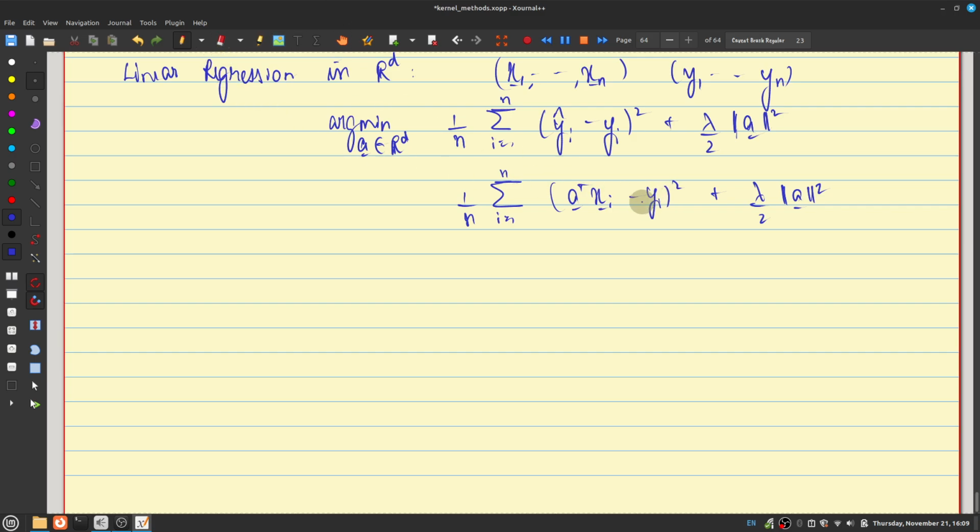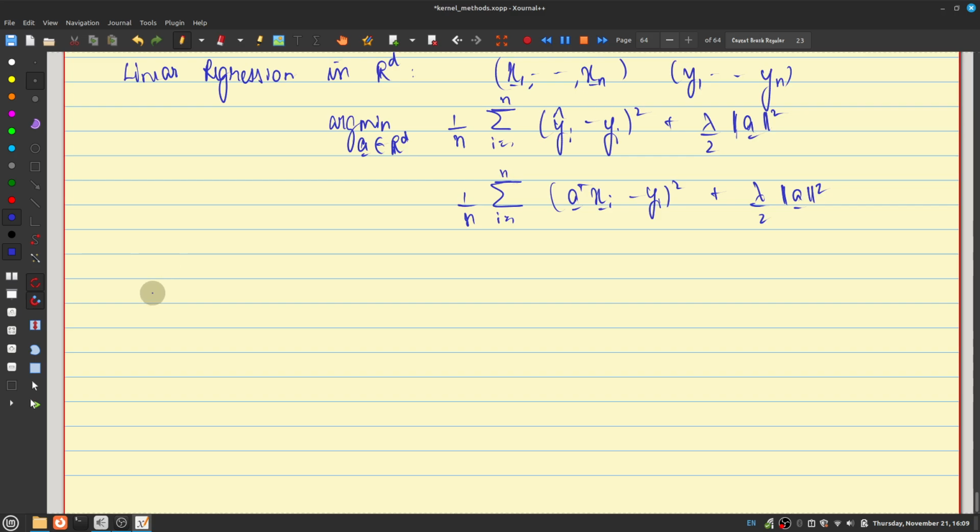The target variable is assumed to be 1D in this case. But more generally, you can just have the squared norm instead of just the square, right? So this is linear regression, and as you've seen previously, the solution can be obtained fairly simply. You can find a by just solving a set of linear equations, right? So that can be implemented computationally efficiently.